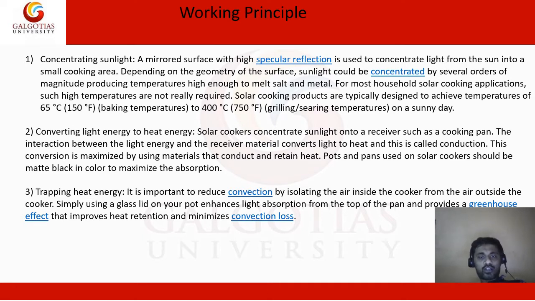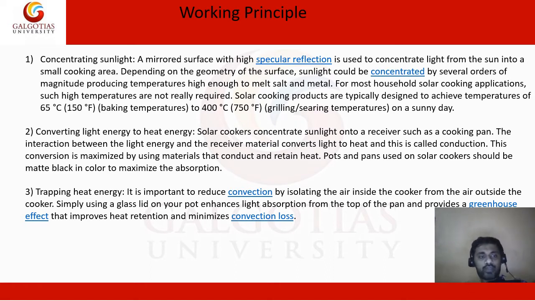Number 2 is converting light energy to heat energy. Solar cookers concentrate sunlight onto a receiver, such as a cooking pan. The interaction between the light energy and the receiver material converts light to heat, and this is called conduction. This conversion is maximized by using materials that will conduct and retain the heat. So pots and pans used on solar cookers should be matte black in color to maximize absorption. That's where the principle of conduction and absorption comes into the picture.